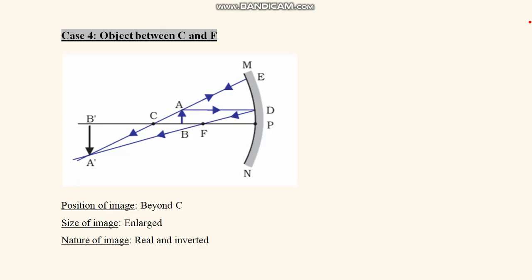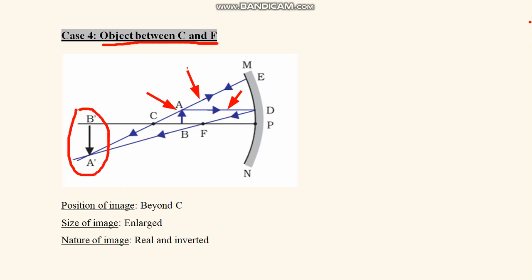The fourth case is when the object is kept between center of curvature and focus. So here AB is the object. A ray of light starting from point A and parallel to the principal axis passes through the focus after reflection. Another ray of light that is incident normally on the mirror retraces its path after reflection. And these two reflected rays meet at point A dash, which is the image of point A, and A dash B dash is the image of object AB.